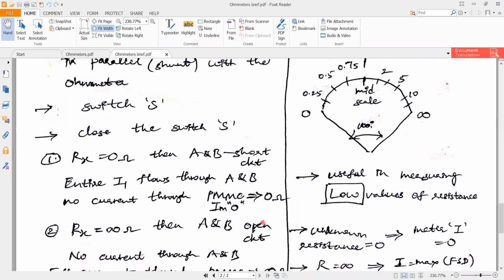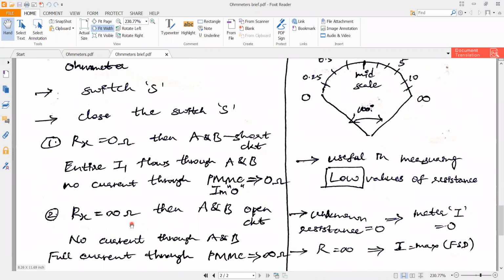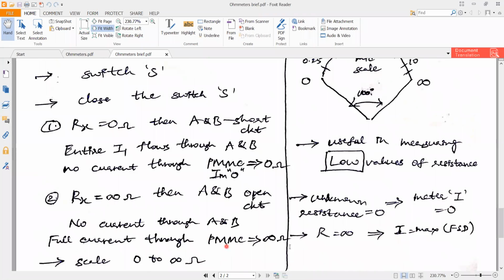Similarly, when Rx is infinite ohms, then the A and B terminals are open circuited. No current flows through the A and B terminals, and full current flows through the PMMC meter. Therefore, the maximum amount of resistance is indicated, and the scale is taken as 0 to infinity. It is mainly used for measuring low values of resistance.